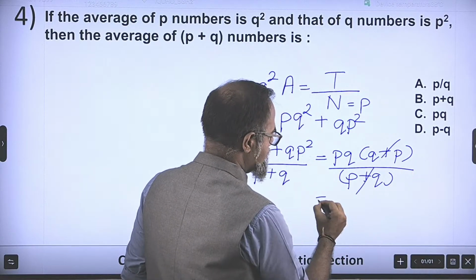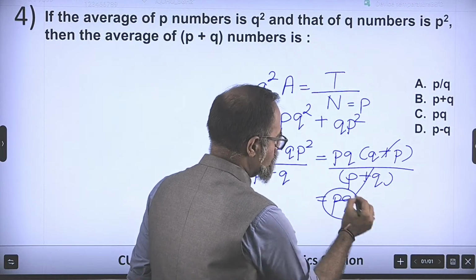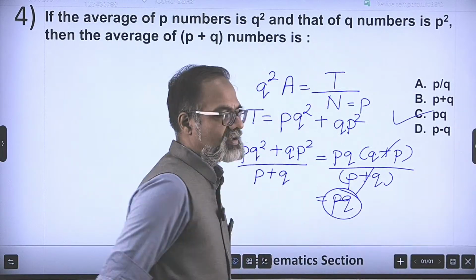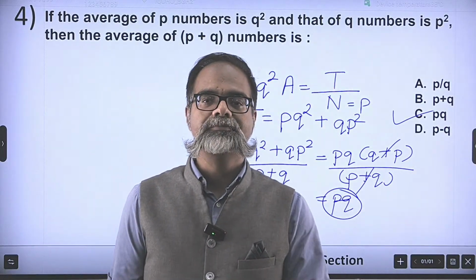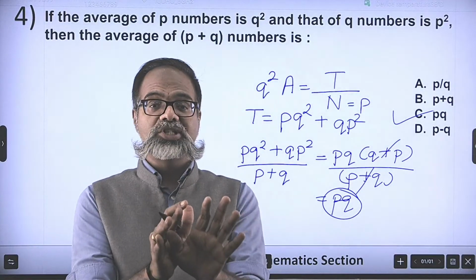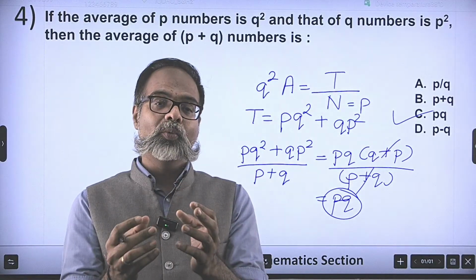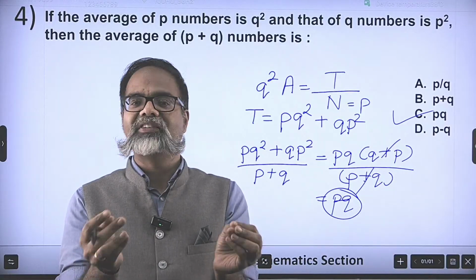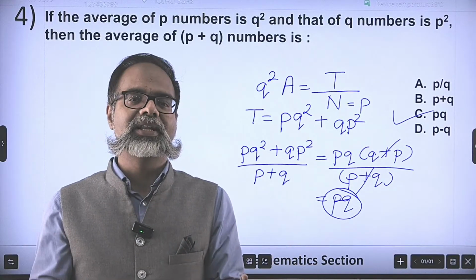This gets cancelled. My answer is pq. So the average of the numbers, definitely option C, pq. That's it. So all it did was check whether you know the fundamental definition of average. Other than that, absolutely nothing there, right?